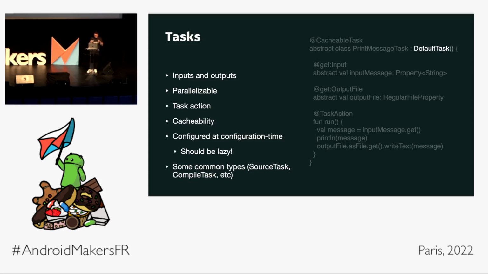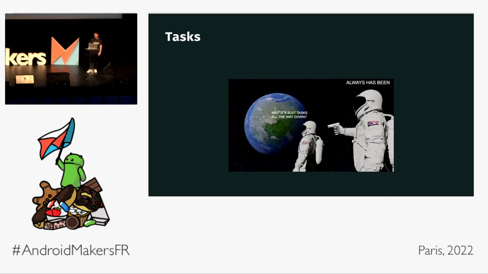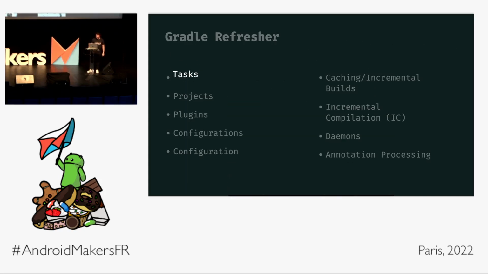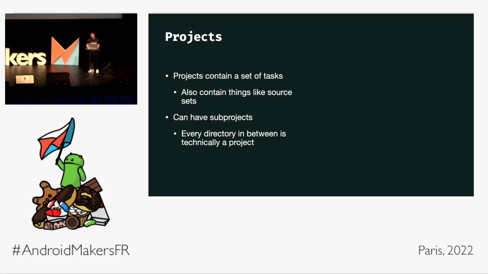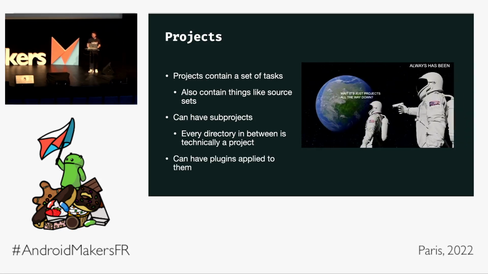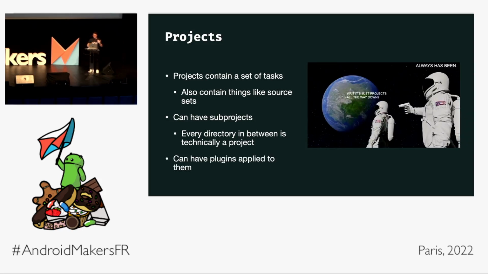And Gradle projects are effectively just like a DAG of tasks that it needs to execute along the way. So next we have projects. Projects contain a set of tasks. They can also have other things in them, like source sets. They can have subprojects, and every directory in between, even if it doesn't have a build file, is also technically a project. And they can have plugins applied to them. So it's really just plugins or projects all the way down.